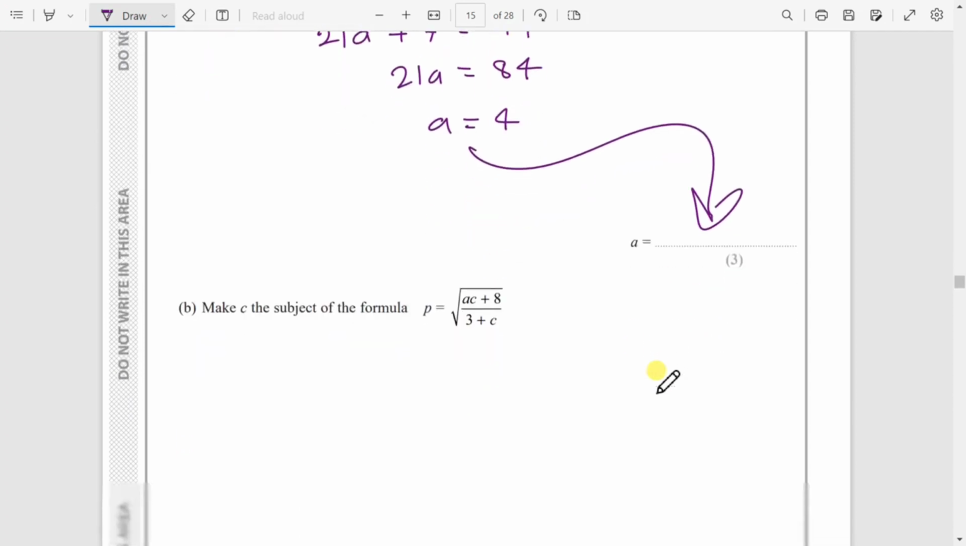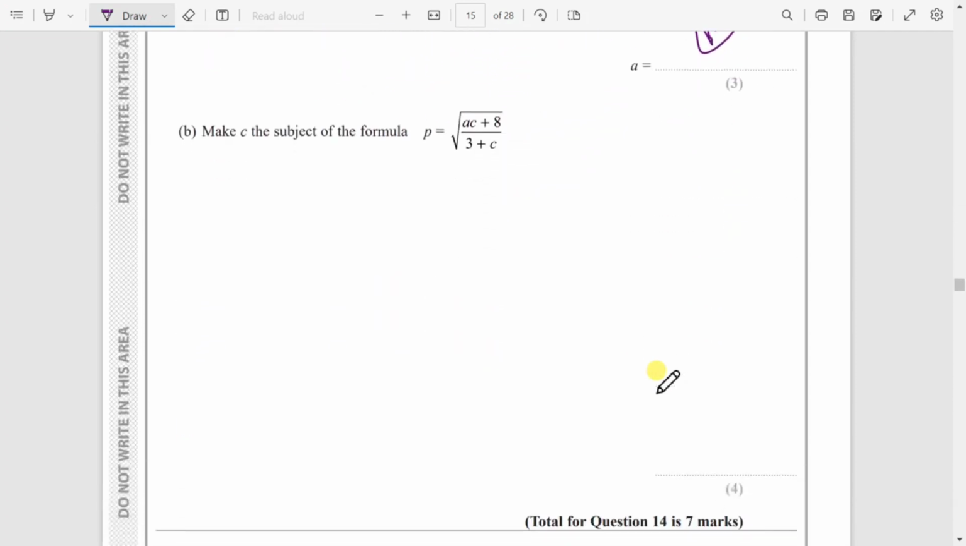That works too. Now, B. Make c the subject of the formula. When you've got a square root, clear the square roots. So that means you've got to square both sides. Always make sure you square. It's very helpful. Therefore, you should have p squared equals, and then the rest, (ac plus 8) over (3 plus c). Now, all you want to do is clear the fraction.